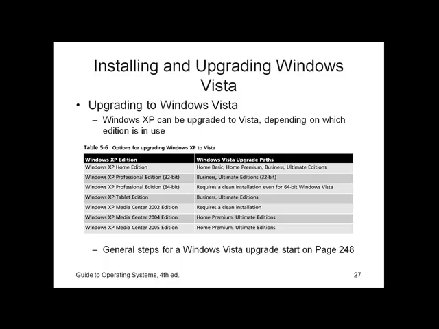Windows XP Media Center 2002 will require a clean installation. However, if you're running Media Center 2004 or 2005, you can get away with installing Home Premium or the Ultimate Editions of Vista. Now, I recommend that you go through the general steps for a Windows Vista upgrade, which starts on page 248, and also do the same thing for the Windows 7 upgrade paths as well.